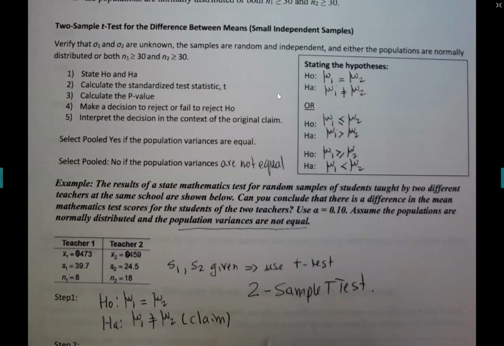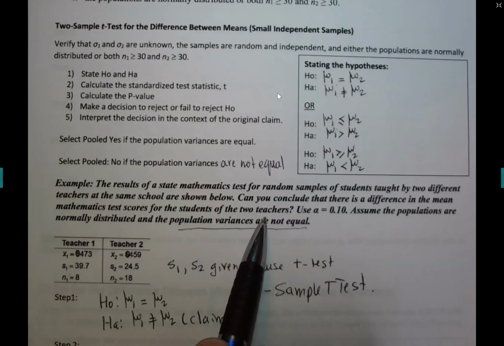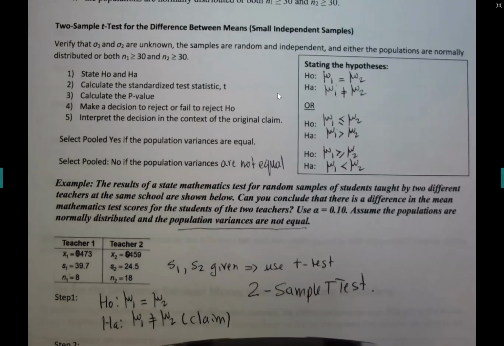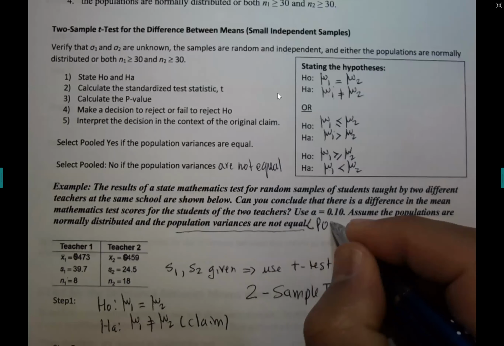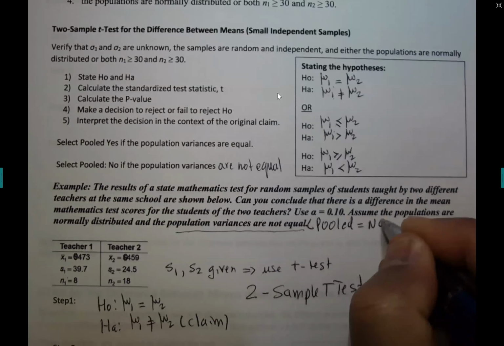And what is it in our exercise? He says the population variances are assumed to be not equal. So not equal means pooled equals no. I have a question.